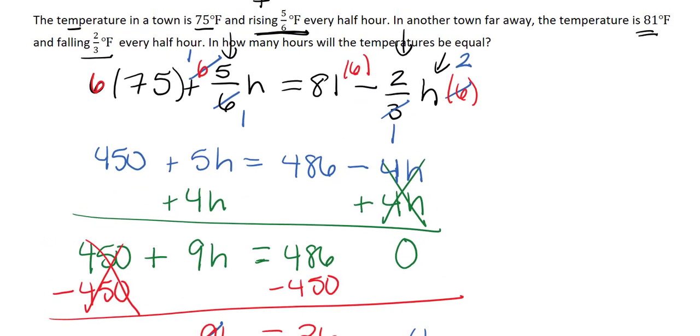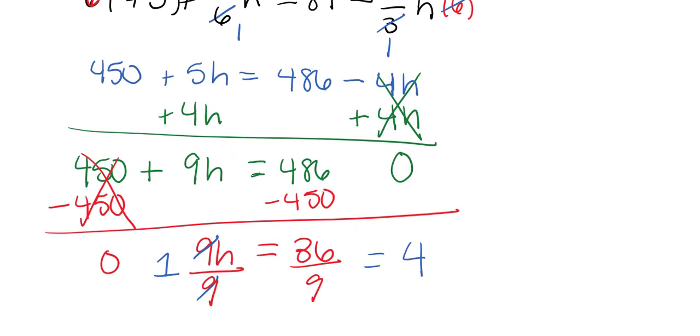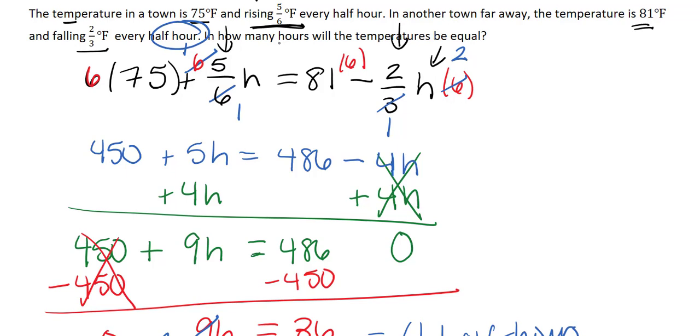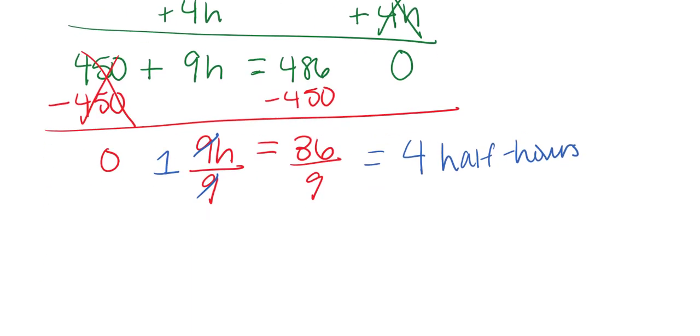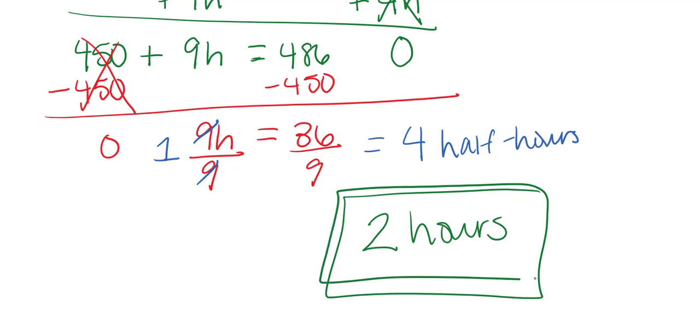Now, let's go back to our problem. Is this hours or half hours? Well, we actually solved for half hours. And let's go back to our problem. Is this what we're looking for? It's actually asking how many hours will the temperature be equal. So in order to go from half hours to hours, we just divide by 2. So our actual answer is 2 hours. So this would be the solution to this problem.